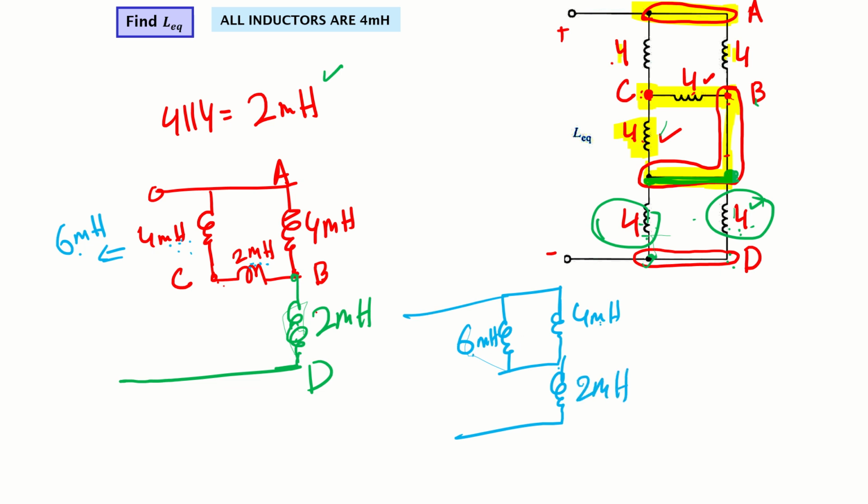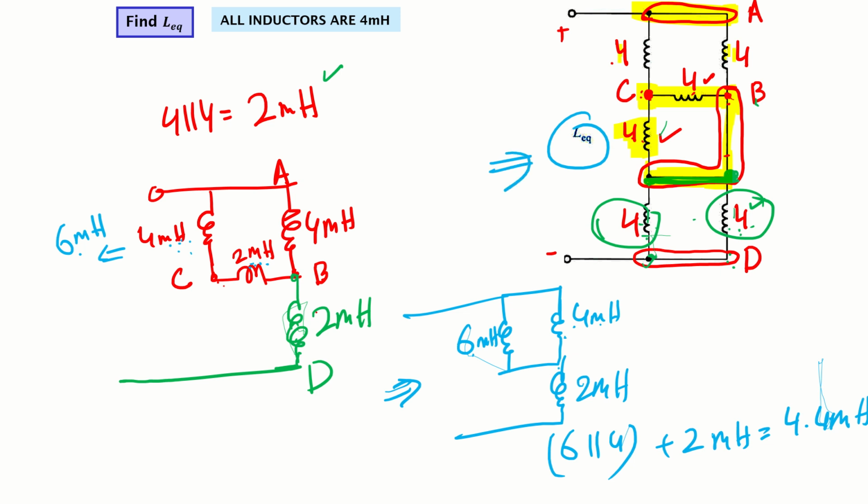So this 6 and 4 are in parallel. If you look from this end now, 6 parallel with 4, whatever we get will be in series with this 2 millihenry. That will give me 4.4 millihenry as the net. So L equivalent from this end will be 4.4 millihenry.